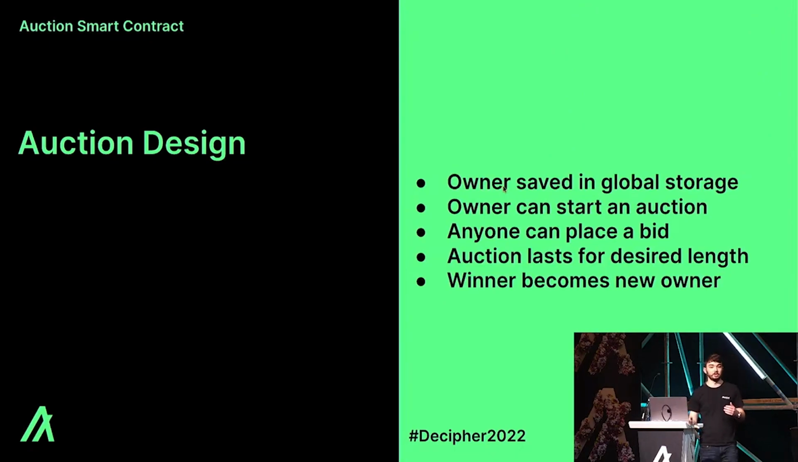So the first thing I want to talk about is the design, what the app we're going to be building looks like. This is going to be a fairly basic app. It's going to basically have the owner be saved in the smart contract, and then the owner can start an auction, anyone can place a bid, and then the auction lasts for a desired length, and once that length is reached, the winner becomes the new owner.